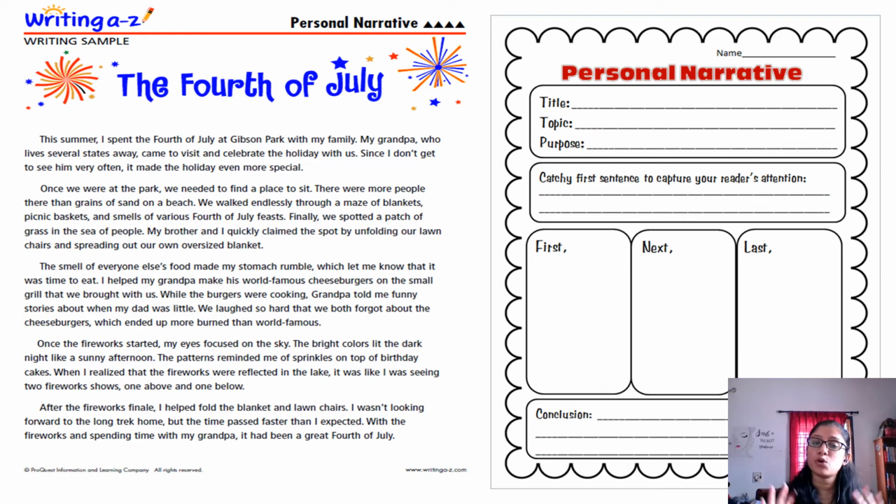It means there were more people, more than the sand, a lot of people there. The place was so crowded. And you can see the way the child has started the sentence: once we were at the park. That once is called the timing. Okay, that is the time.